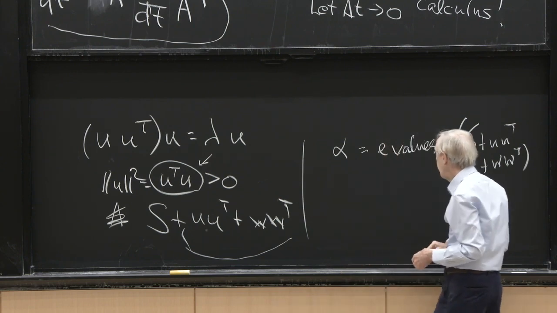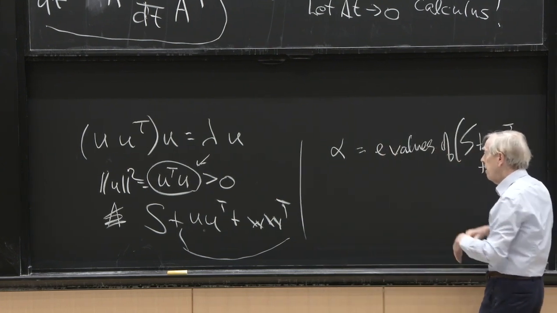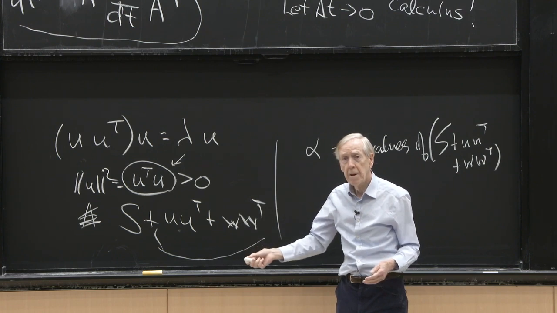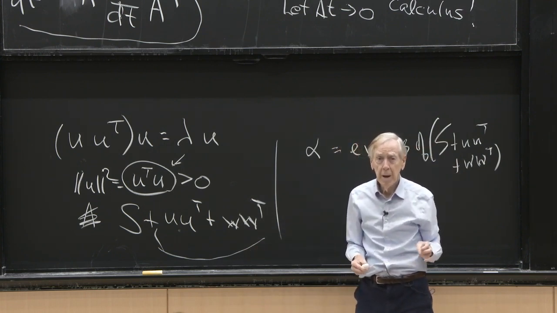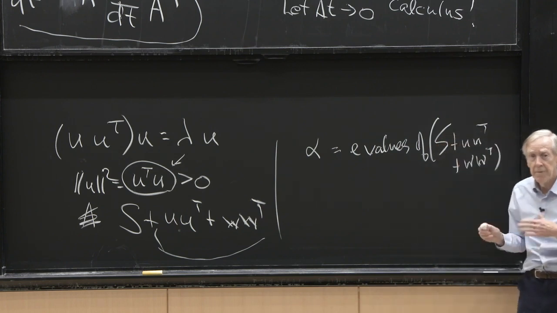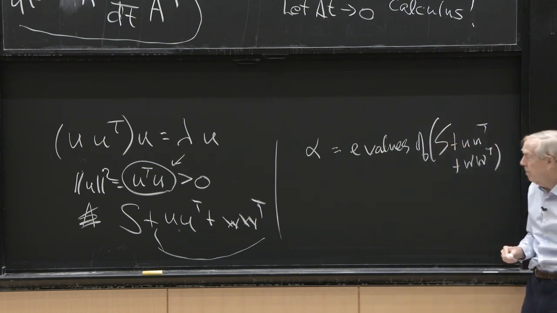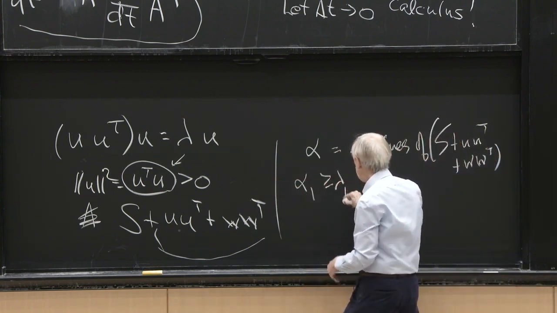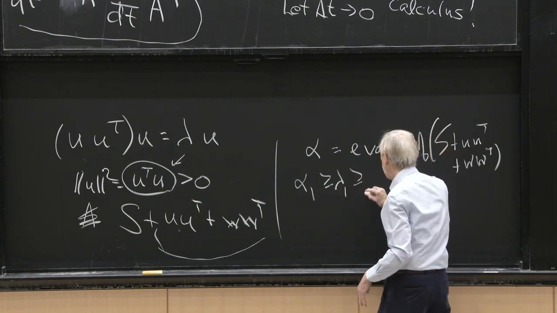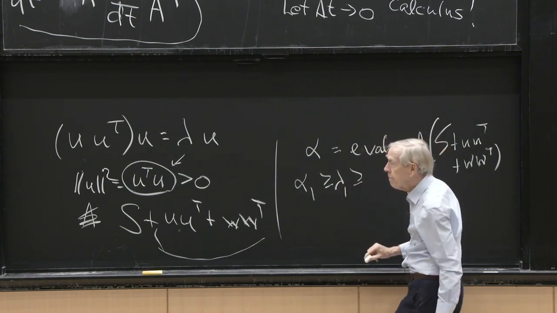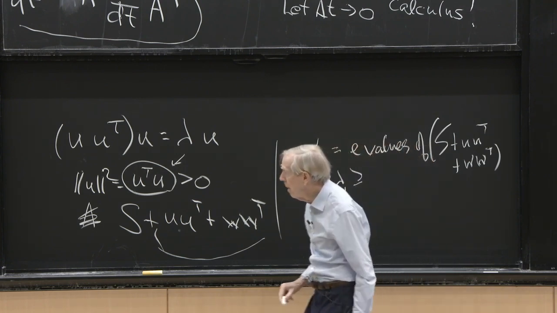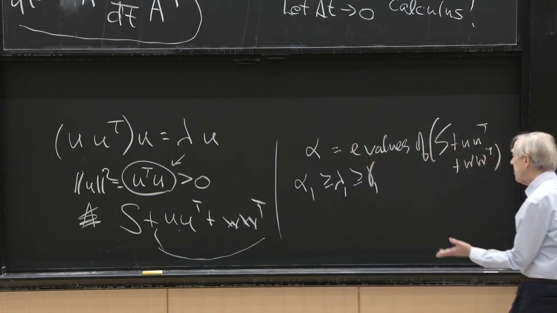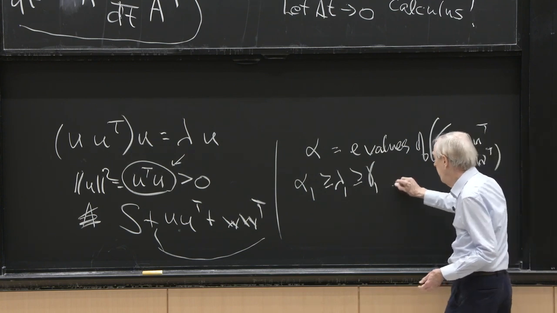Can I say anything about, well, of course, alpha 1 is bigger than lambda 1, which was bigger than... the eigenvalues are going up, right? I'm adding positive definite or positive semi-definite stuff. There's no way eigenvalues can start going down on me. So alpha 1 is greater or equal to lambda 1, which had just a rank 1 change, which is greater or equal to the gamma 1, and so on.